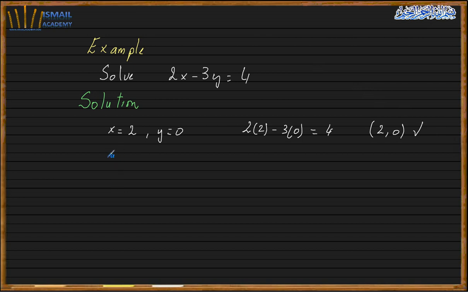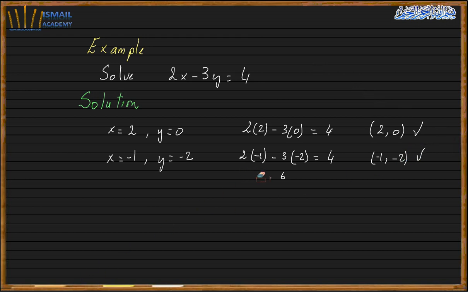For example, if I choose x equals minus 1 and y equals minus 2, I get 2 times minus 1 minus 3 times minus 2. Normally I should get 4. I have minus 2 here, and here we have minus 6, and minus becomes plus 6. So minus 2 plus 6 is 4. As you see, (minus 1, minus 2) is a solution.